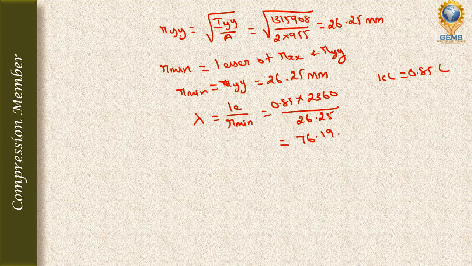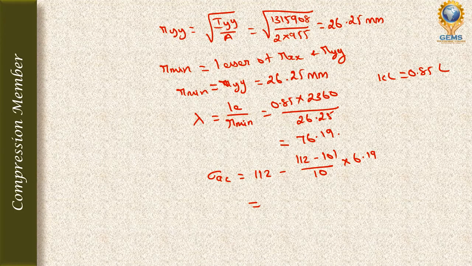So lambda value lies between 70 to 80. So we have to find sigma c by interpolation. So interpolation, if you take the table from the IS 800, we will get 112 minus 101 by 10 into 6 into 6.19.